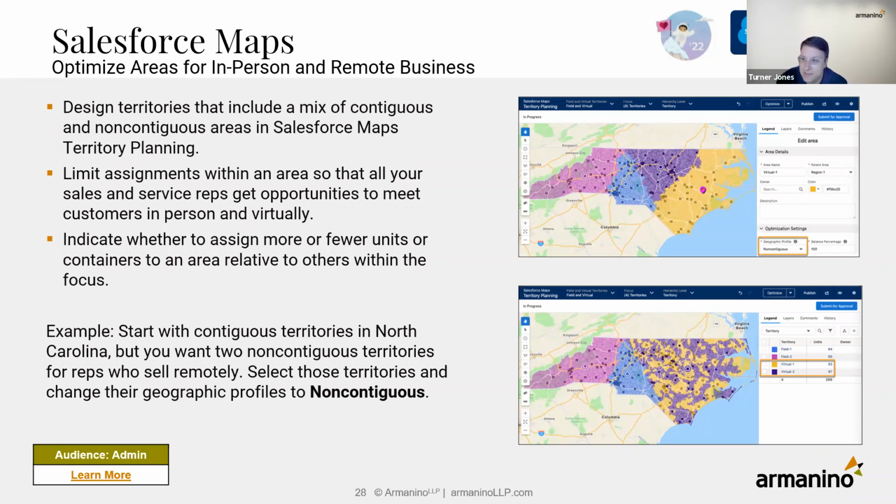You can limit assignments within an area so that you can make sure that your reps have time to meet people internally or meet with them virtually. And you can assign more or fewer units to containers so that you can focus on specific areas.